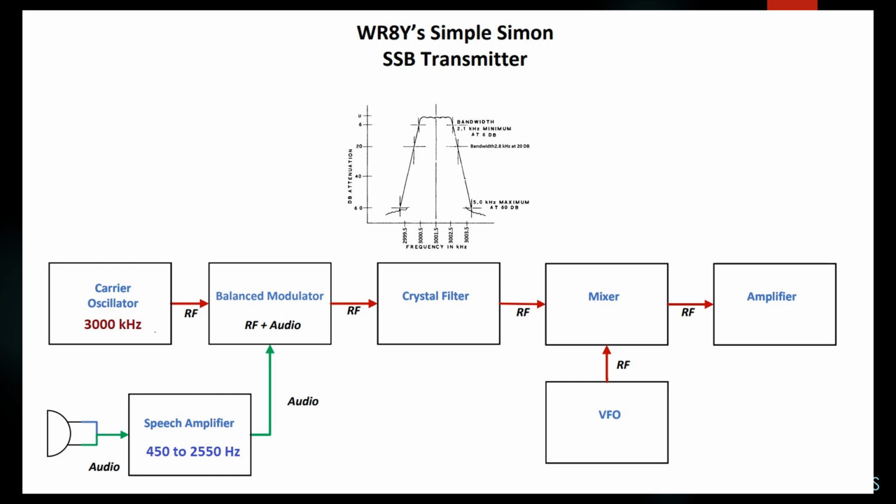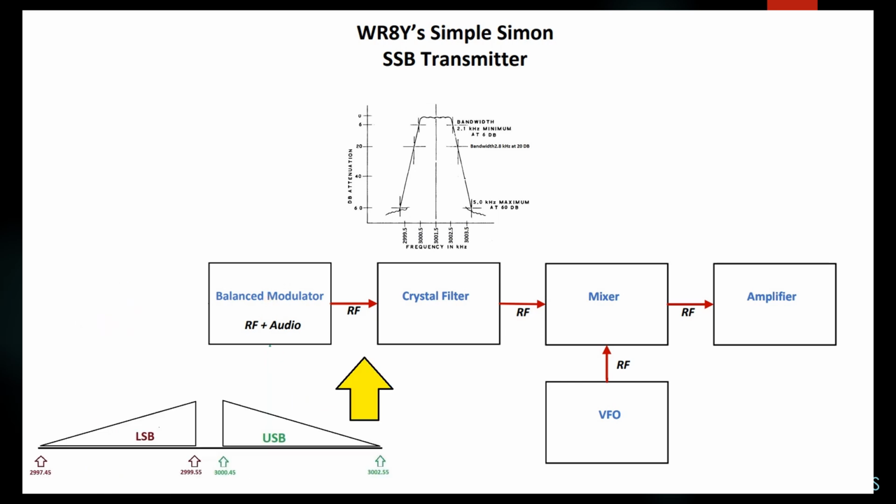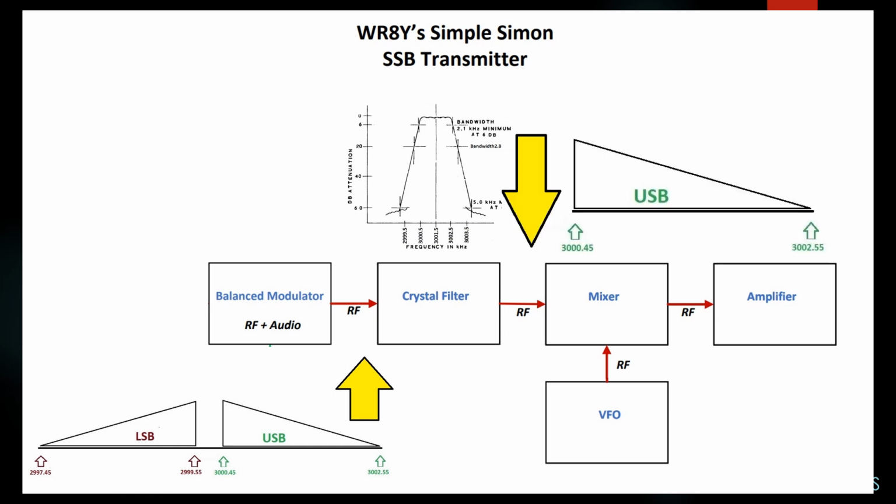Let's look at the complete transmitter, or almost complete transmitter. We have our speech amplifier, and it's only going to pass these frequencies. We have our carrier oscillator, which is 3,000 kilohertz or 3 megahertz. The balanced modulator, which you already know by now, will produce these 2 sidebands at this point. The crystal filter is not going to pass all of that. The crystal filter is only going to pass what it's designed to pass. We've now created a single sideband transmitter.